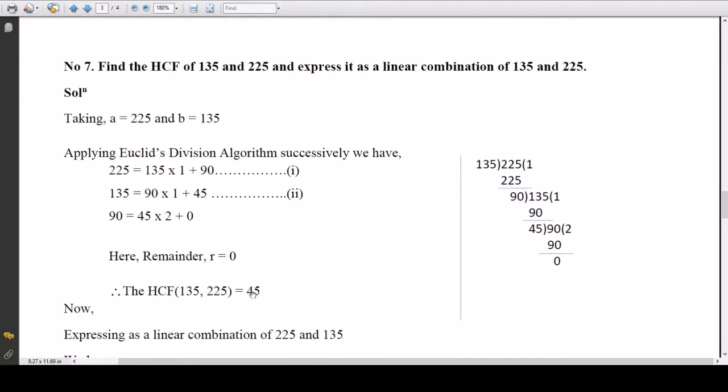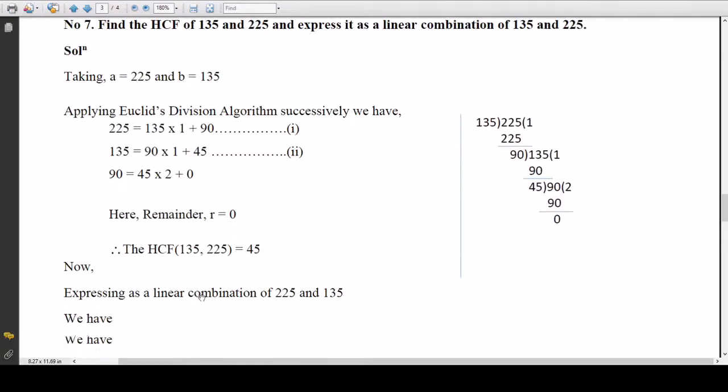Now how to express as linear combination? To express as linear combination, you mark the first step, the second step, the third step. If there are 4 steps, you mark the first, second and third step, and you leave the last step. If there are 3 steps in the algorithm, then you mark only the first and second step. Okay, now start from the second step.